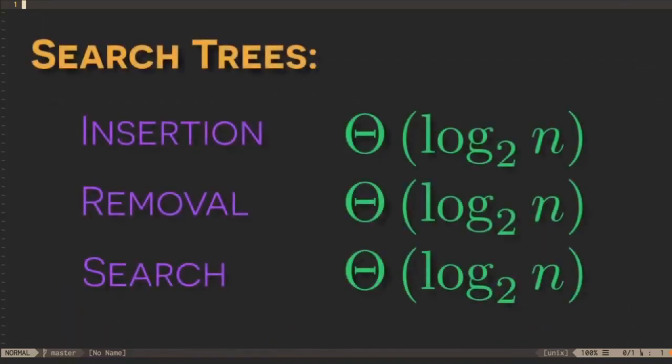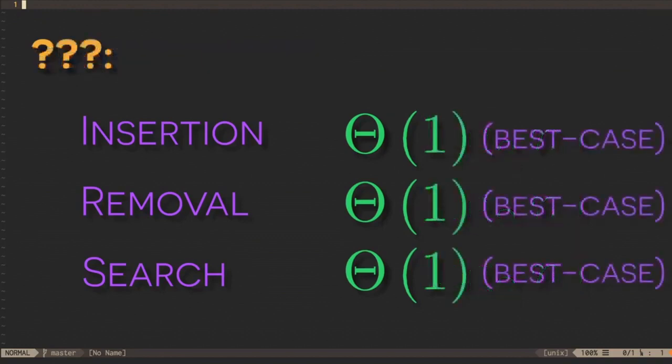This can be a very handy ability, but sometimes we don't really need ordering. Sometimes we just want to be able to insert, look up, and remove things as fast as possible. Can we make these operations any faster than logarithmic if we're willing to sacrifice ordering? Well, I'm glad you asked, and yes, we can. We can, in fact, get constant time performance if we don't need ordering.